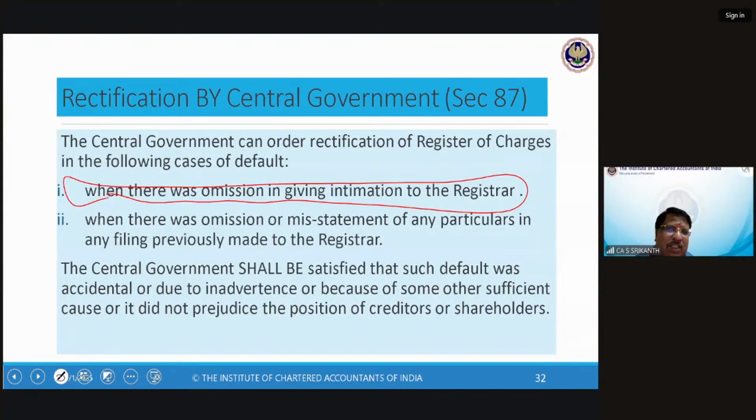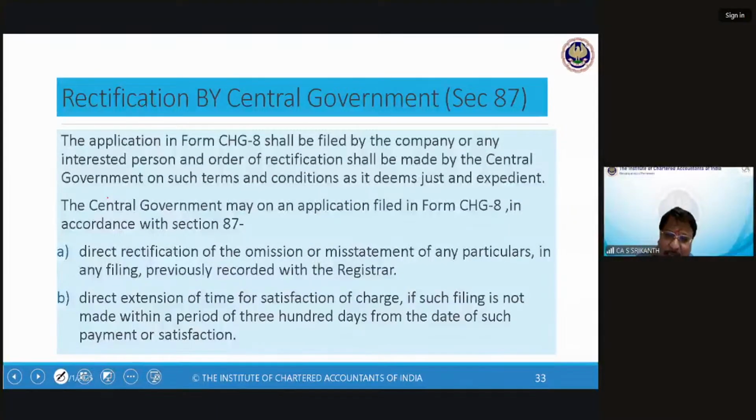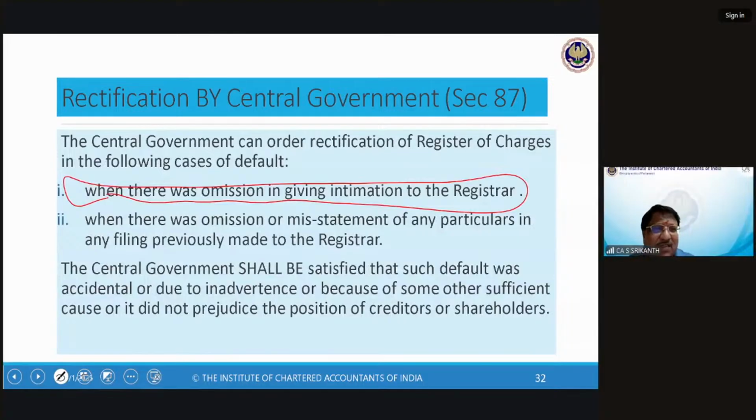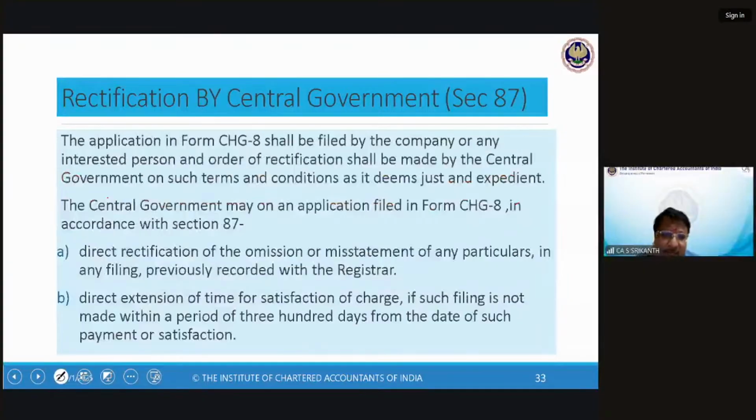So much knowledge is not there in the books. Okay. See, I may not have the luxury of giving these add-ons in another topic like, say, auditor, where we'll be pressed for time. So permit me this indulgence. So the application in form CHG-8. So we get one more form here. Oh my God. Imagine, you are only remembering the form number. Your company secretary friends have to remember the content also.